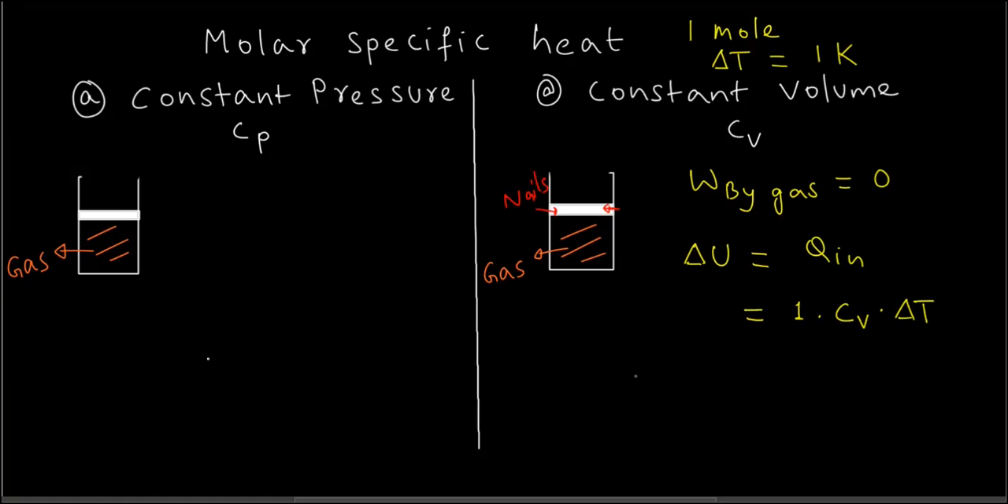Now, let's look at the other situation, at constant pressure, where I'm allowing the piston to move up at some constant pressure. You get the idea. When I do that, if I go with the first law of thermodynamics, this is the heat supplied minus the work done by the gas.